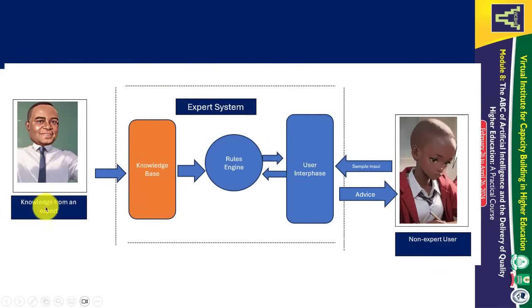So the expert, am I saying I'm an expert? No, I'm not. I'm just learning. Knowledge from an expert will be poured into this knowledge base. And then there's the rules engine, and then the user interface. This is the user asking the expert something. This is a non-expert user. So it makes a sample input, and then the user interface queries this rules engine, and then the knowledge base will give it feedback and it comes here and advises the non-expert. So that is the way the expert system works.